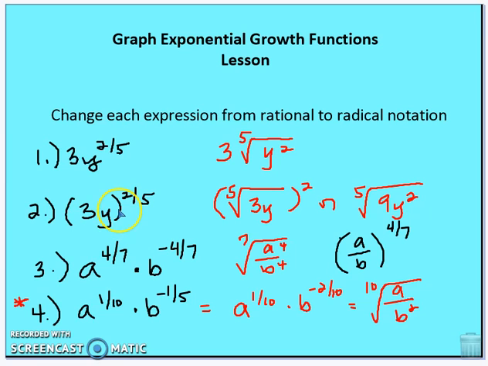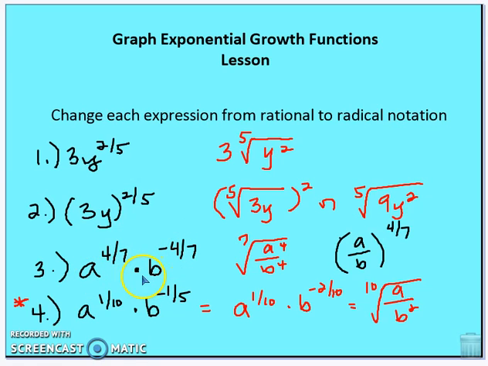Second problem, (3y) to the 2/5. Now you have the quantity 3y squared with the 5th root, an index of 5. Or you can write the values inside of the radical sign, where the radicand is 9y squared with an index of 5. Next problem, number 3, a to the 4/7 times b to the negative 4/7.